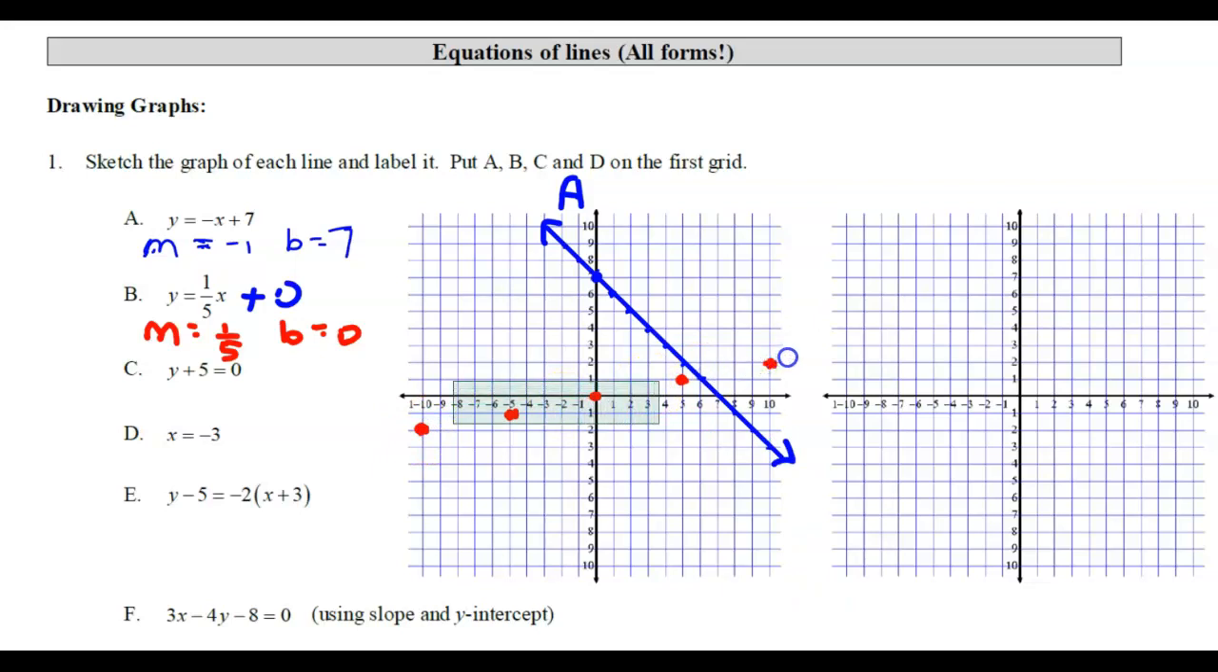Oh, that didn't work. Sorry. Then the next one, solve for y.